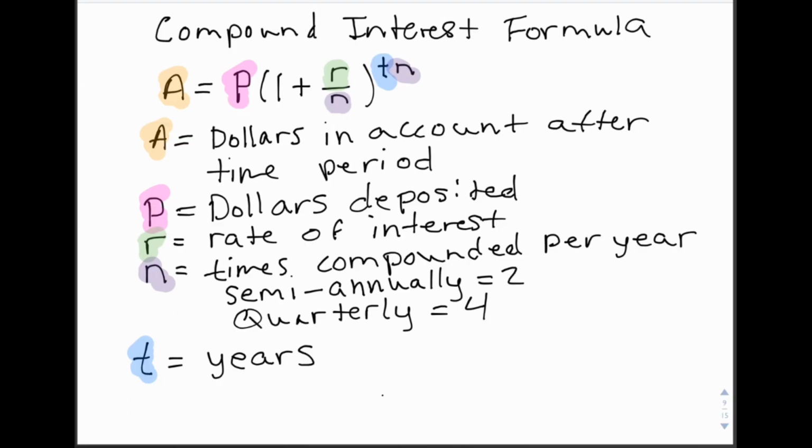So if you look at these different types of color coding, our A is going to represent our dollars in our account after some sort of time period. Our P is going to be our dollars deposited. Our r is going to be our rate of interest. Our n is going to be our times compounded per year. Now, if it tells us that it is semi-annually, that's going to give us a value of n is equal to 2. And then quarterly, if it tells us that, then our n is going to give a value of 4. Last, we have our t, which is going to be our years.